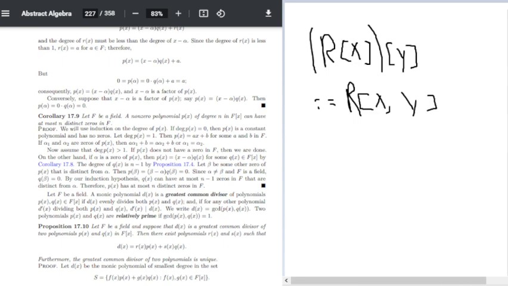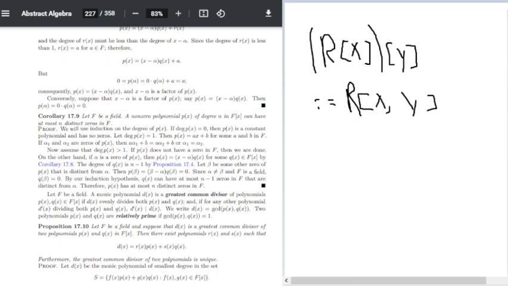On the other hand, if alpha is a 0 of p of x, then p of x equals x minus alpha q of x for some q of x in F of x by Corollary 17.8. The degree of q of x is n minus 1 by Proposition 17.4. Let beta be some other 0 of p of x that is distinct from alpha. Then p of beta is equal to beta minus alpha times q of beta, which equals 0. Since alpha is not equal to beta, and F is a field, note field also means integral domain, q of beta is equal to 0. By our inductive hypothesis, q of x can have at most n minus 1 zeros in F that are distinct from alpha. Therefore, p of x has at most n distinct zeros in F.